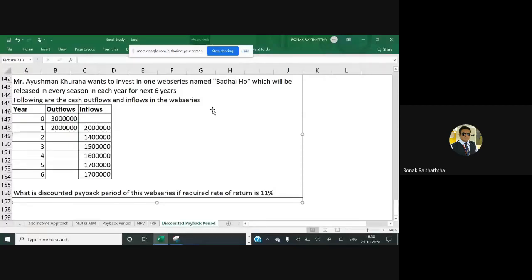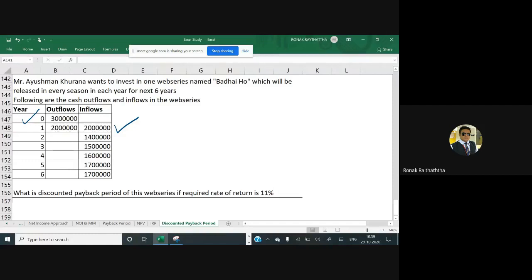He is expecting the following inflows and outflows from this project. Let's see what inflows are expected. Inflows start from year number 1 and outflows start from year number 0. And when it is year number 0, that means it is the present value only, because it is something which is spent right now.